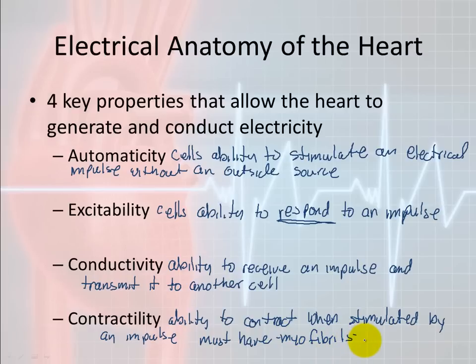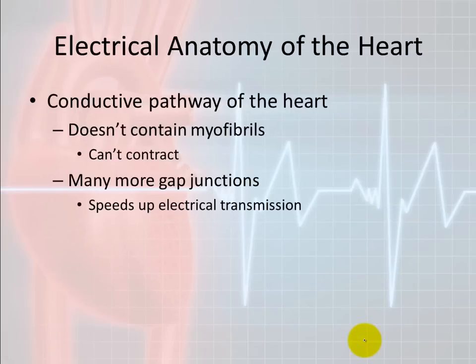Every other cell in the heart has the ability of automaticity, excitability, and conductivity, but not every cell in the heart has the ability for contractility. Only muscle cells or myofibrils have the ability for contractility. The conductive pathway through the heart, when we talk about the conductive pathway, we're talking basically about the SA node and the internodal tracts and the AV node, and we'll get to those in just a second. It does not contain myofibrils, which means that they cannot contract.